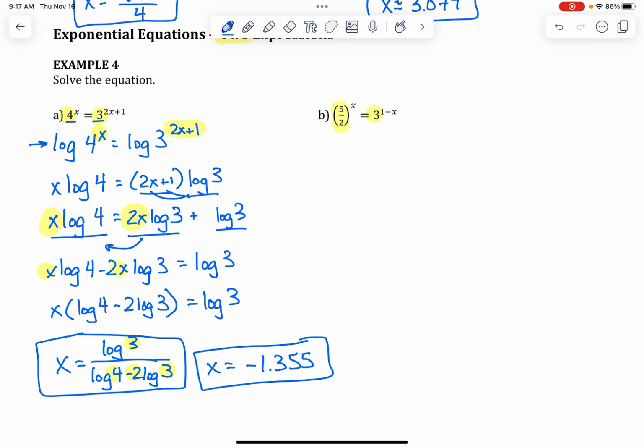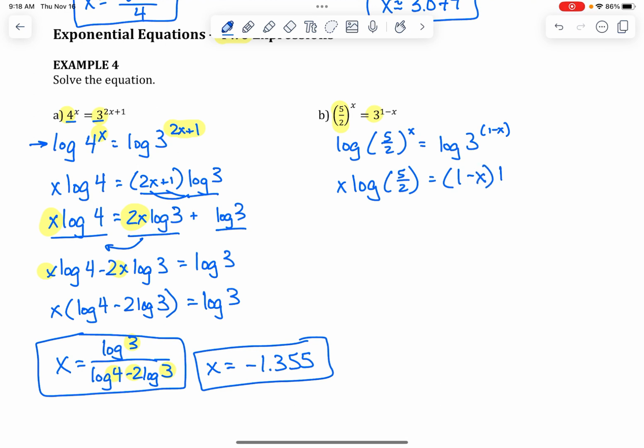So the idea is, again, you're going to use your properties of logs, take the log of both sides, and then move the exponents in front. So the x goes in front here. The quantity 1 minus x goes here. Since you have parentheses, you can distribute this. So this left side stays the same, and the right side is 1 log 3 minus x log 3. You're just distributing.